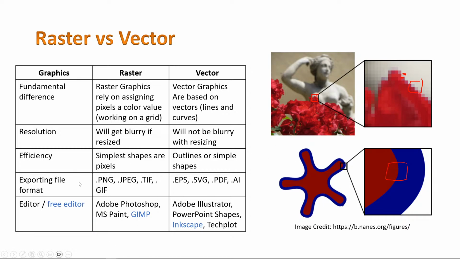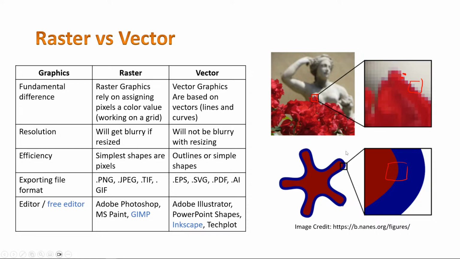What are the file extensions or file types for raster images? This could be PNG, JPEG, TIFF, and GIF, which is for animated figures. What are the extensions for vectors? That could be EPS, SVG, PDF, and AI. I don't remember what SVG stands for, but V here stands for vector. And I think AI is Adobe Illustrator.